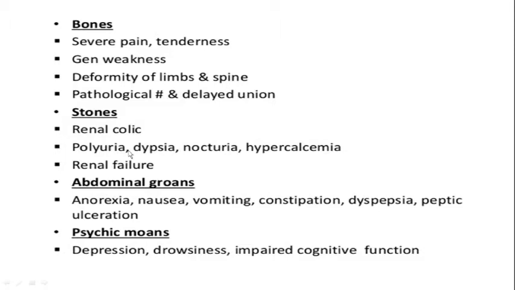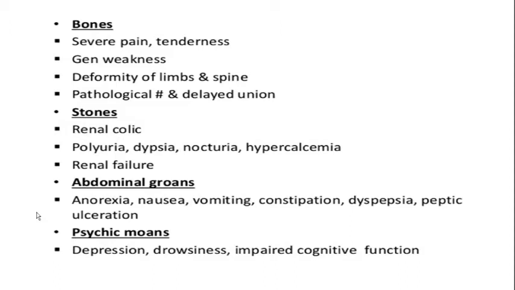Then you can have polyuria and polydipsia and nocturia and hypercalcemia. The polyuria and polydipsia can be because it also simulates nephrogenic diabetes insipidus. So because of the antagonism of ADH, there can be enhanced urination or polyuria, and that can lead to more intake of water, that is polydipsia, and then eventually you can have a renal failure.